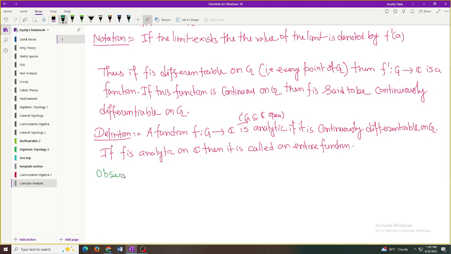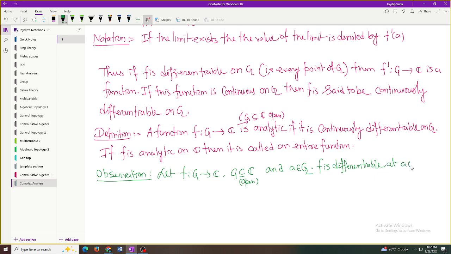Observation: let f from G to C, and f is differentiable at a belonging to G, then f is continuous at a.